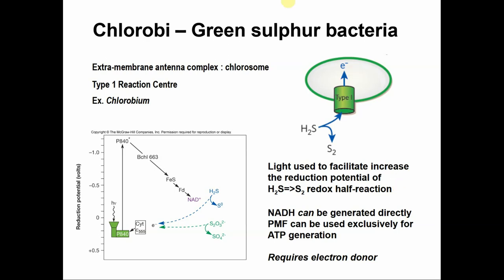So for green sulfur bacteria, the photosynthetic sulfur-based lithoautotrophs, the advantage of having the photosynthetic system is that NADH can be generated directly. And that means that the proton motive force that's generated also by this redox reaction can be used exclusively for the generation of ATP. So it's a real gain in efficiency of the redox reaction, which is at the base of the metabolism of these bacteria.